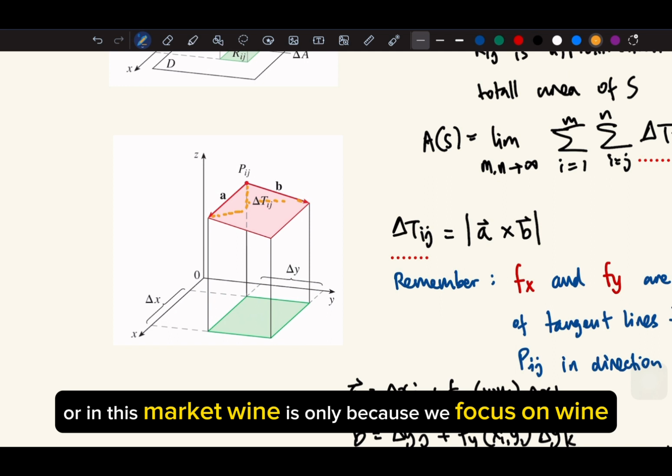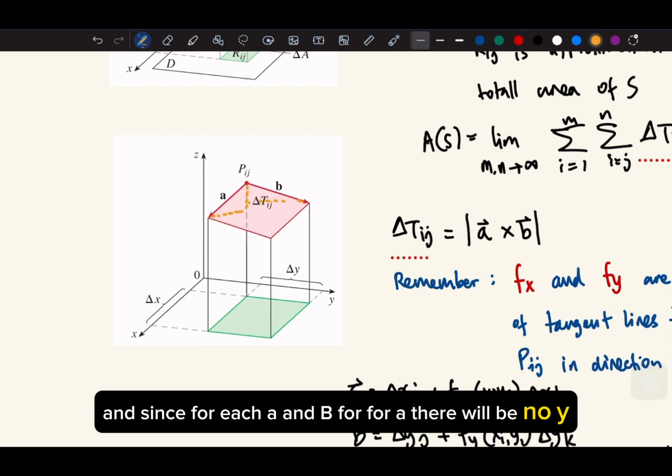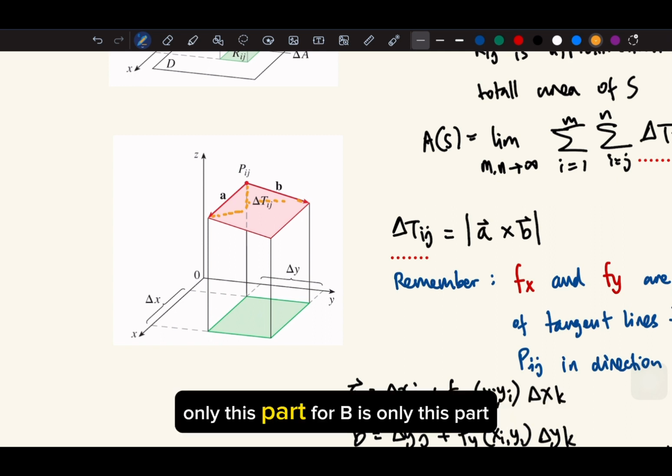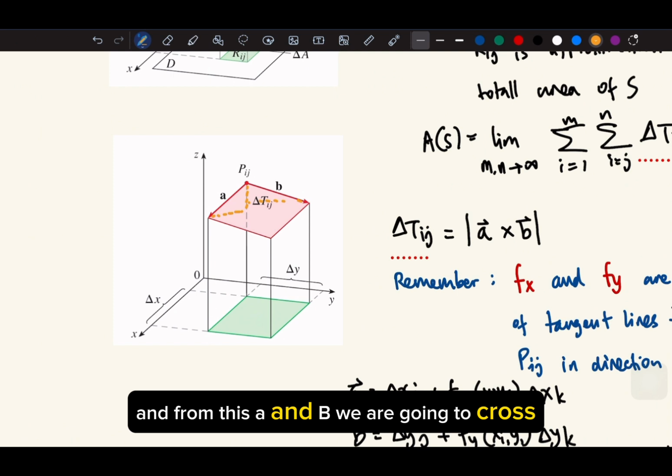Or in this partial y, it's multiplied with delta y because we focus on y. And since for each a and b, for a there will be no y, because there is nothing on the right side. From here it's only this part. For b is only this part, so there is no x, and for a there is no y. And from this A and B, we are going to cross. So we are going to cross both A and B.